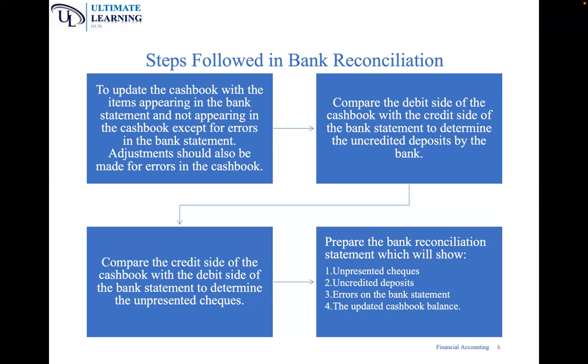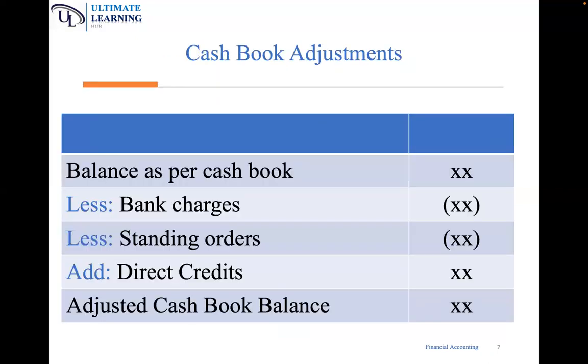In summary, when you want to perform a bank reconciliation statement, number one, you compare the items appearing in the cash book to the items appearing in the bank statement, and you tick all the items that appear in both statements. And then you narrow down and remain with items that only appear in the cash book and items that only appear in the bank statement.